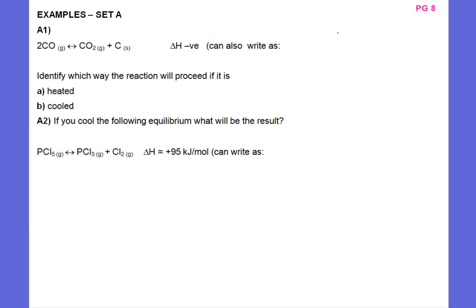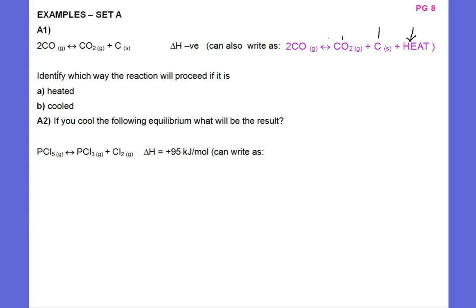The best way to learn this though is by doing some examples. Let's look at a few examples from your notes. First example, A1: two carbon monoxide gas molecules are in equilibrium with carbon dioxide gas and solid carbon. Now delta H is negative, which means exothermic, so we could rewrite that equation, as we said before, as two carbon monoxide molecules in equilibrium with carbon dioxide plus carbon solid plus heat, because it's releasing heat. Heat is like a product in this reaction.